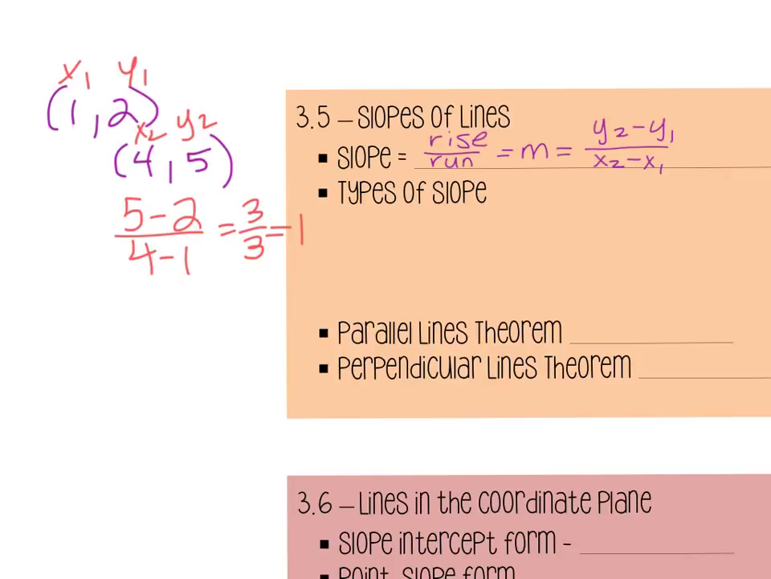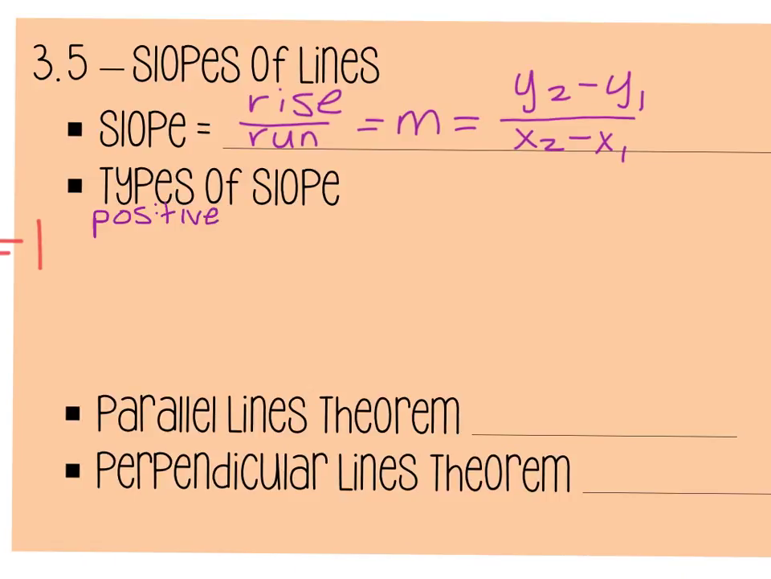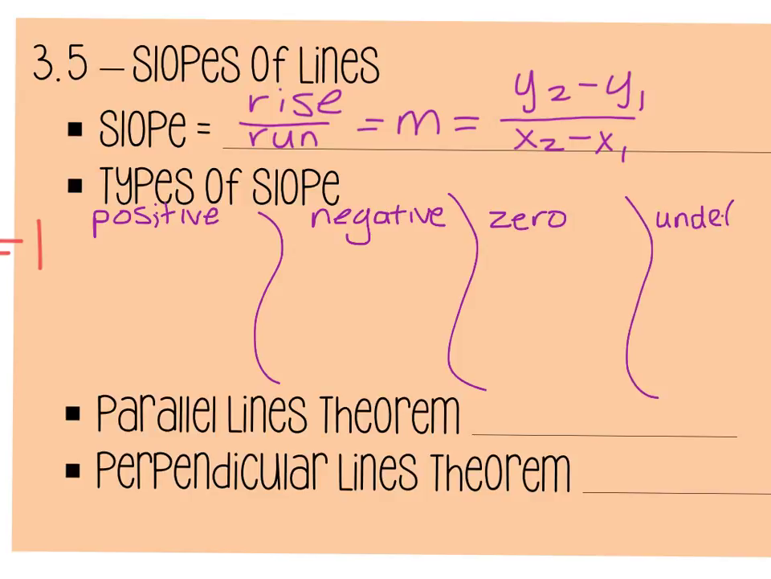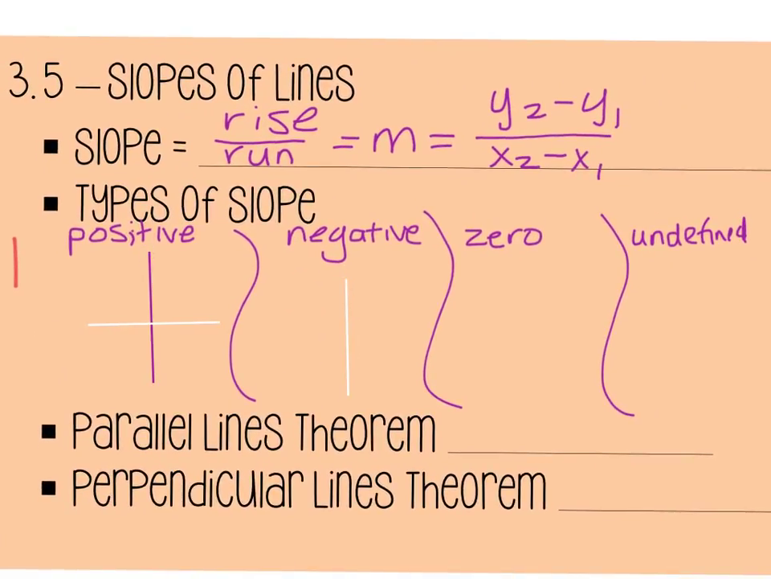There are four types of slope. There's positive slope, there's negative slope, there's zero, and there's undefined or no slope. Positive slope would be a line that increases as you move from left to right. Negative slope would decrease as you move from left to right. Zero slope is a horizontal line, and undefined slope is a vertical line.